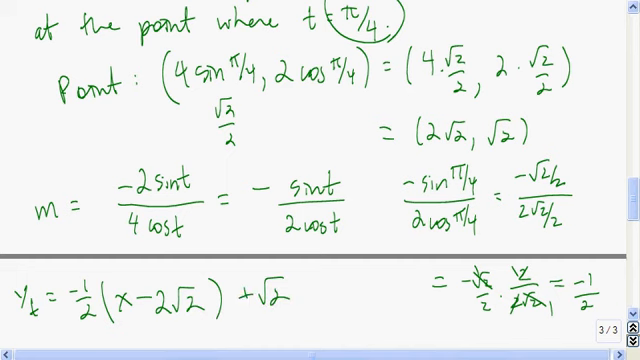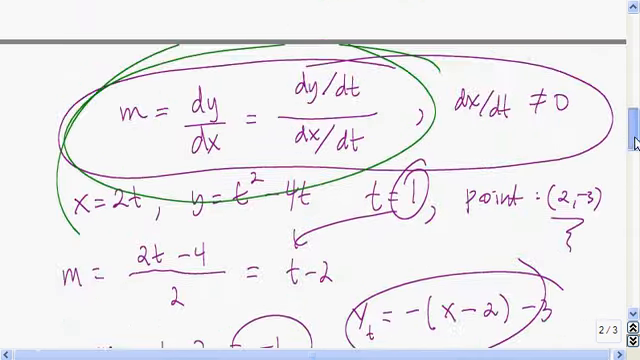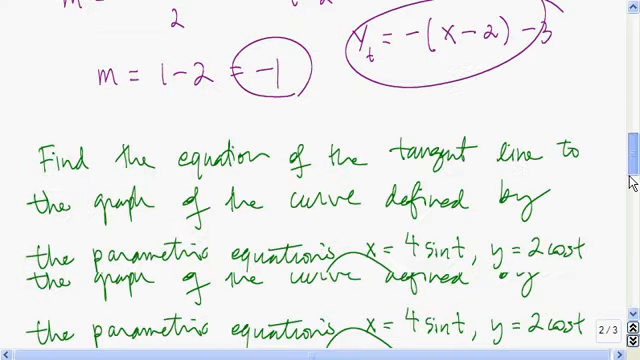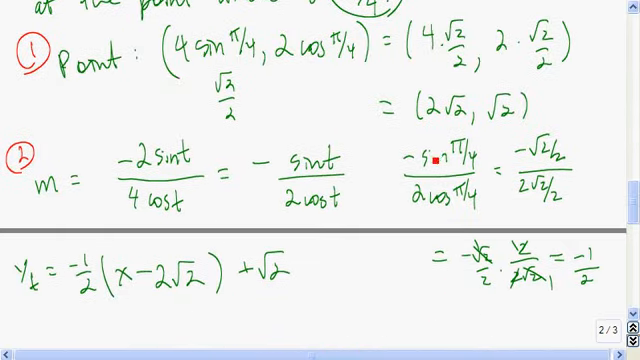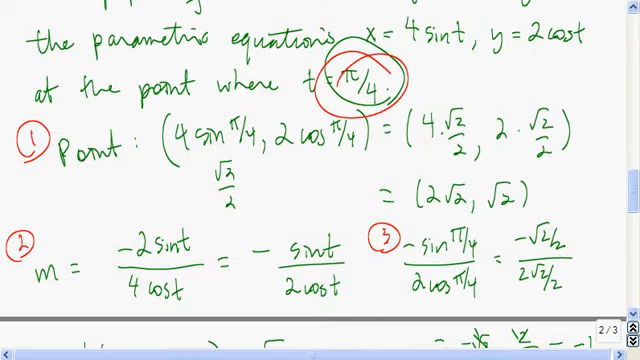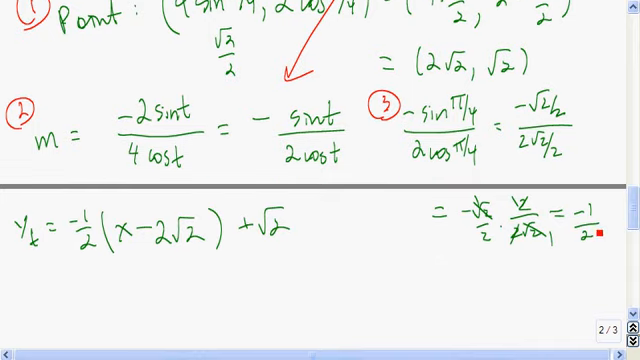Okay, so just to review the steps. Step 1, we find the point of tangency. Step 2, we find the slope function using dy/dt over dx/dt. Step 3, we plug in the value of t to that slope function. That gives us a slope. Step 4, we just form the equation of the tangent line.